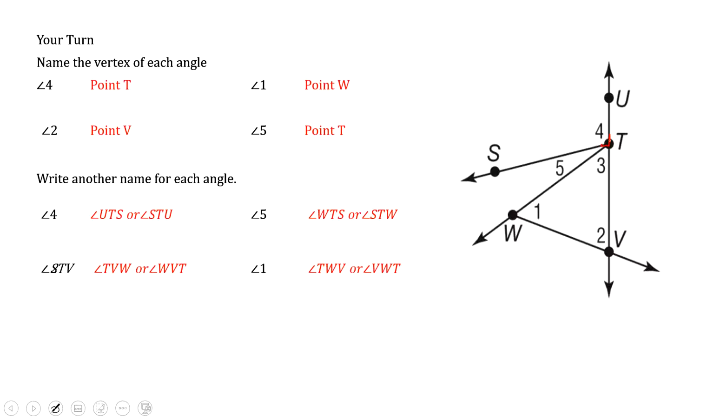I think that should have been angle 2, I'm sorry there. Don't worry about that one if you got that one wrong. What was there, I think, was SPV. So we also would have called that BTF. And then angle 1 there, that should be either TVW or VWT. Does that make sense?